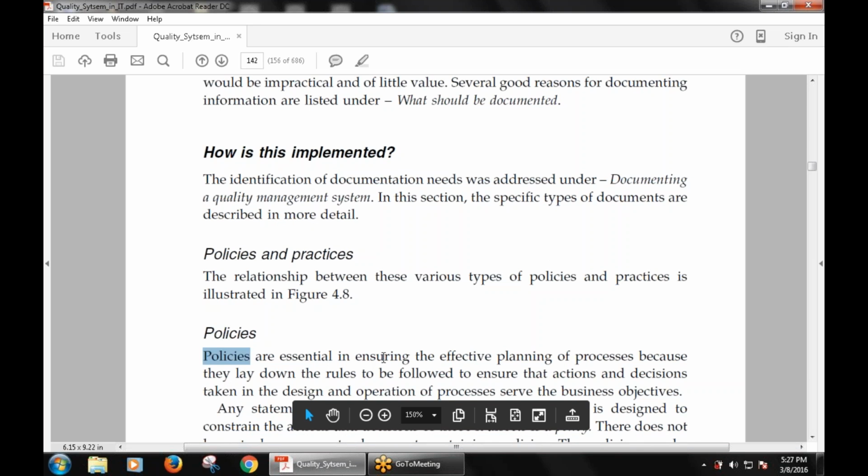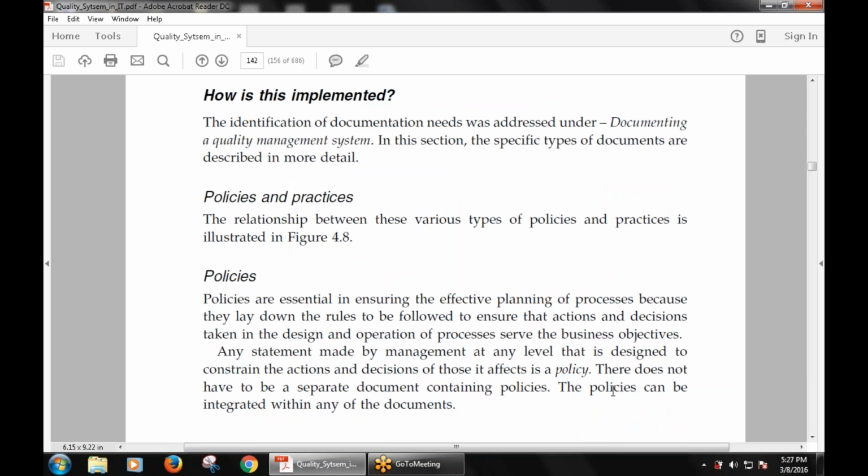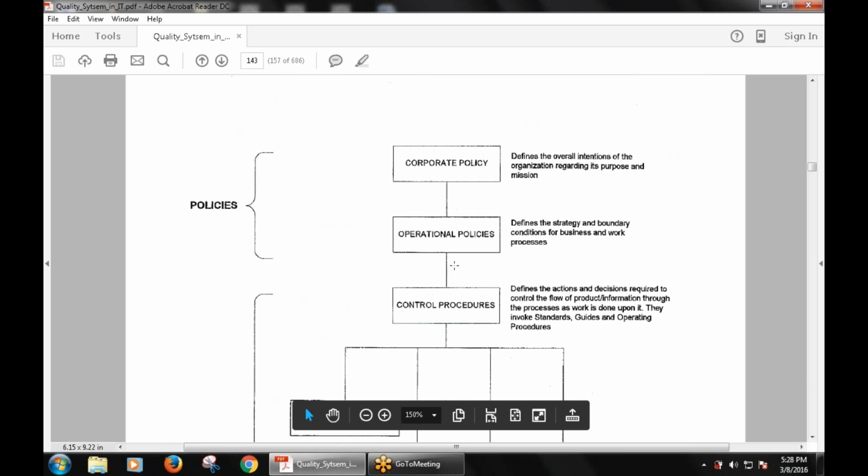Then policies are essential in ensuring the effective planning of the processes because they lay down the rules to be followed to ensure that actions and decisions taken in the design and operation serve the business objective. That is the main objective of carrying out the policies. And any statement made by the management at any level that is designed to constrain the actions and decisions is a part of the policies.